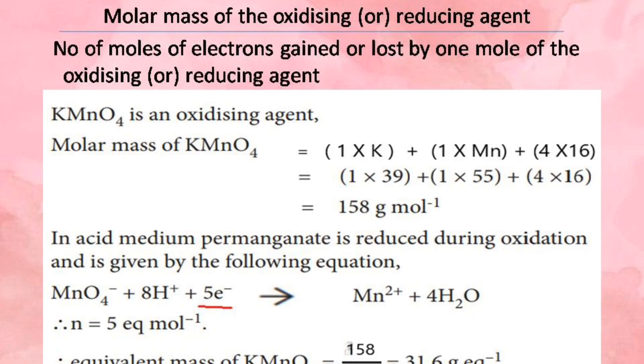Now equivalent mass of KMnO4 is equal to molar mass of KMnO4, which we calculated as 158, divided by 5. The 5 we get from the number of electrons gained on the reactant side. How many electrons? 5. So 158 divided by 5, we get 31.6 gram per equivalent. That is the equivalent mass of KMnO4.